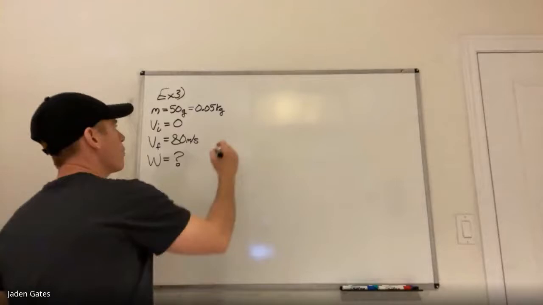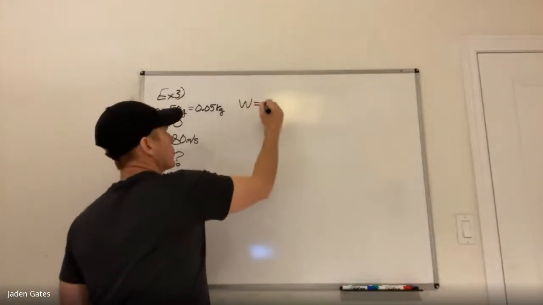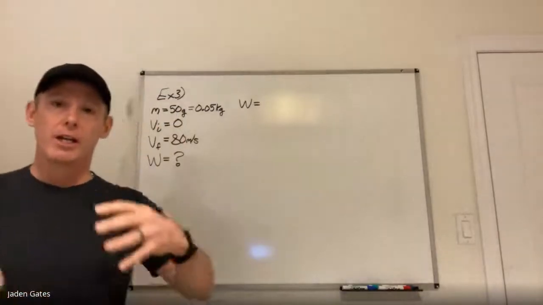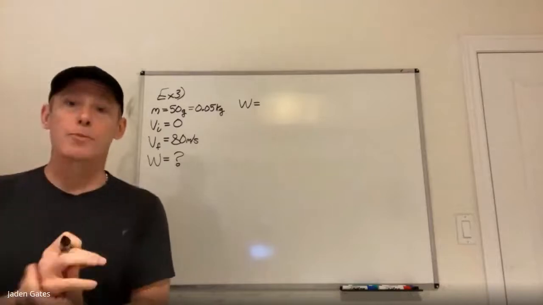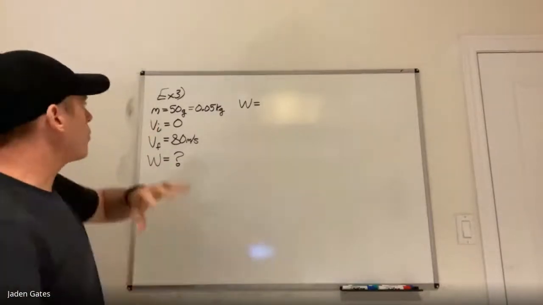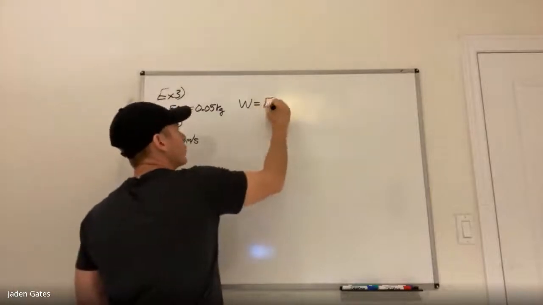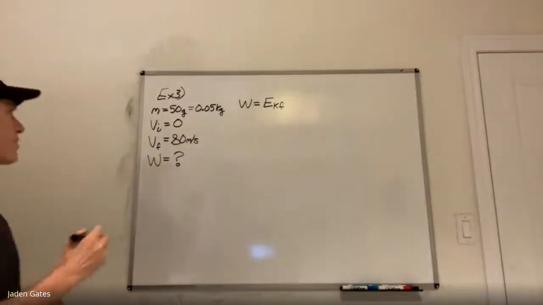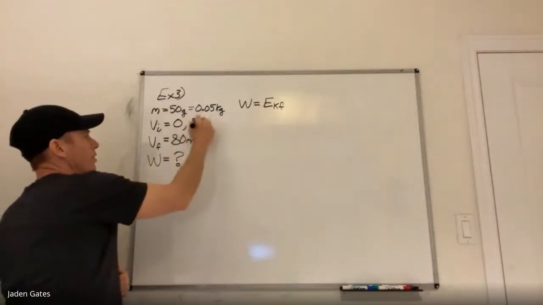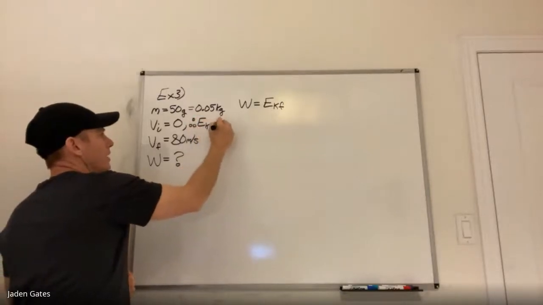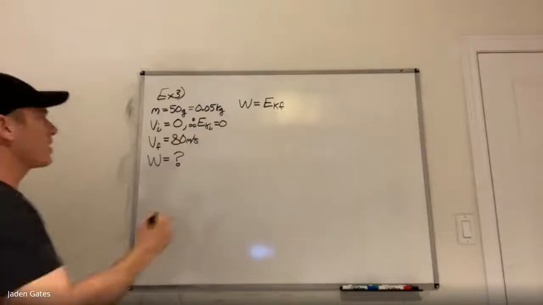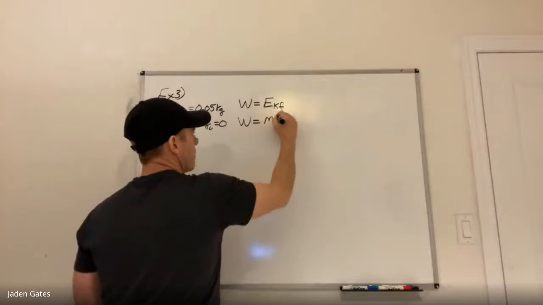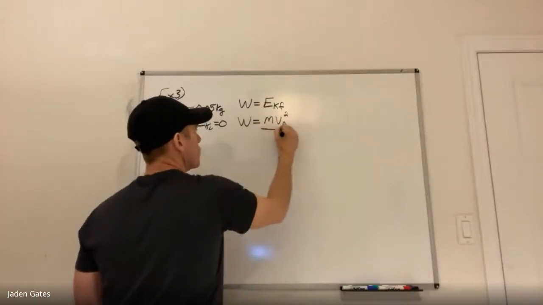So again, using our work energy formula, we have W is equal to our change in kinetic energy. But because there is no speed initially, there is no kinetic energy initially, and so all of our work is going into the final kinetic energy. Therefore, EKI is equal to 0. So our work is equal to EKF, which is mVF squared divided by 2.